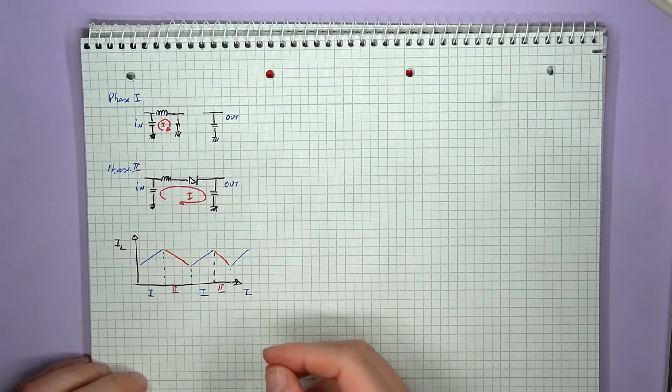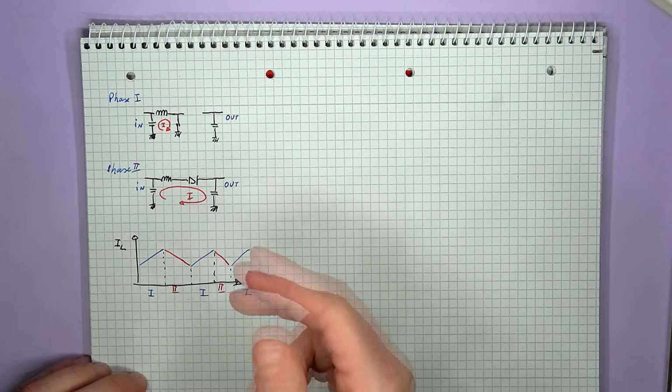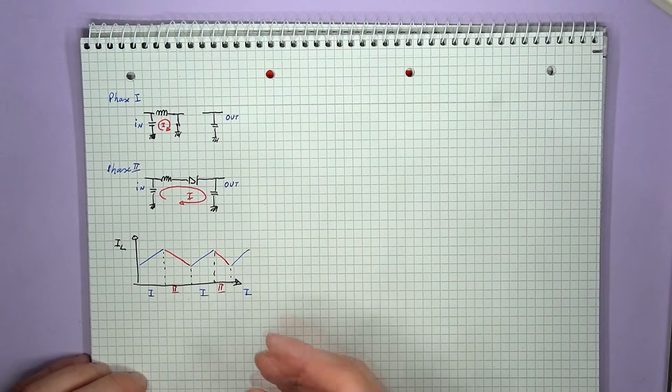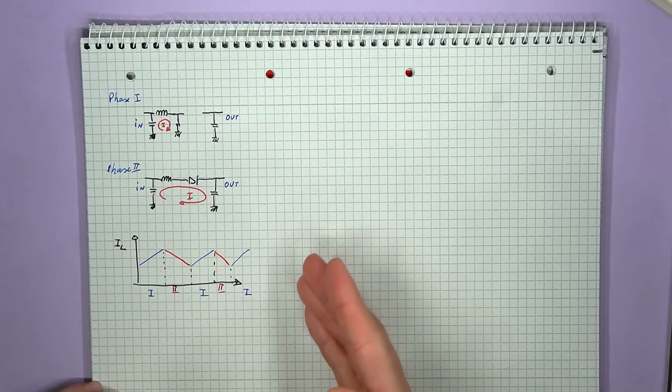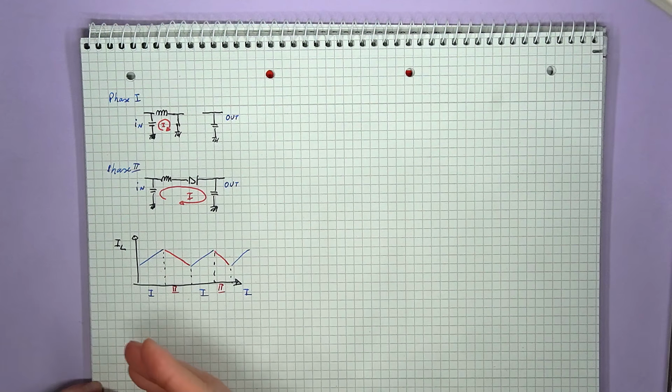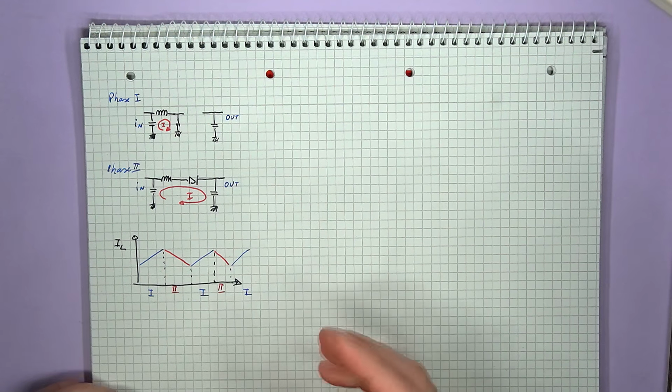In our first phase, we have a rising current profile, and in the second phase, we have a falling current profile. And overall, the current is continuously varying. Once one phase ends, the other one begins. And this is what continuous conduction looks like.